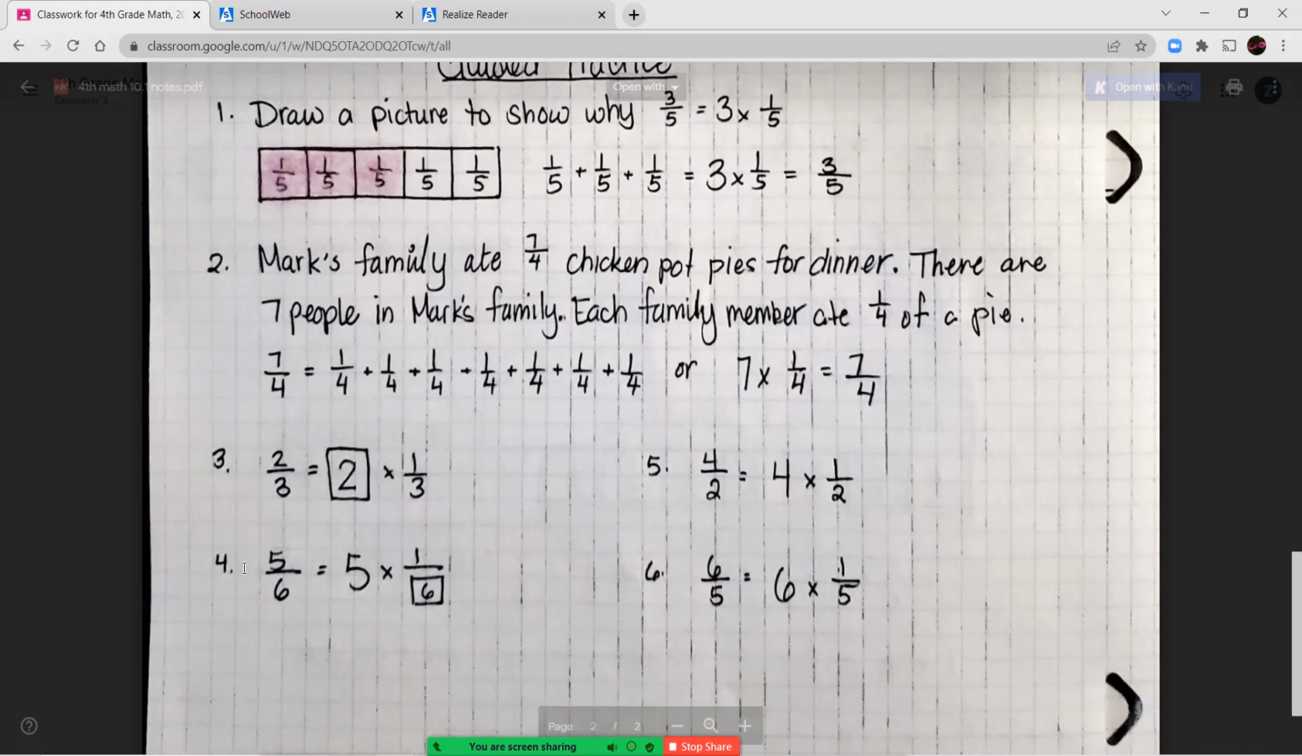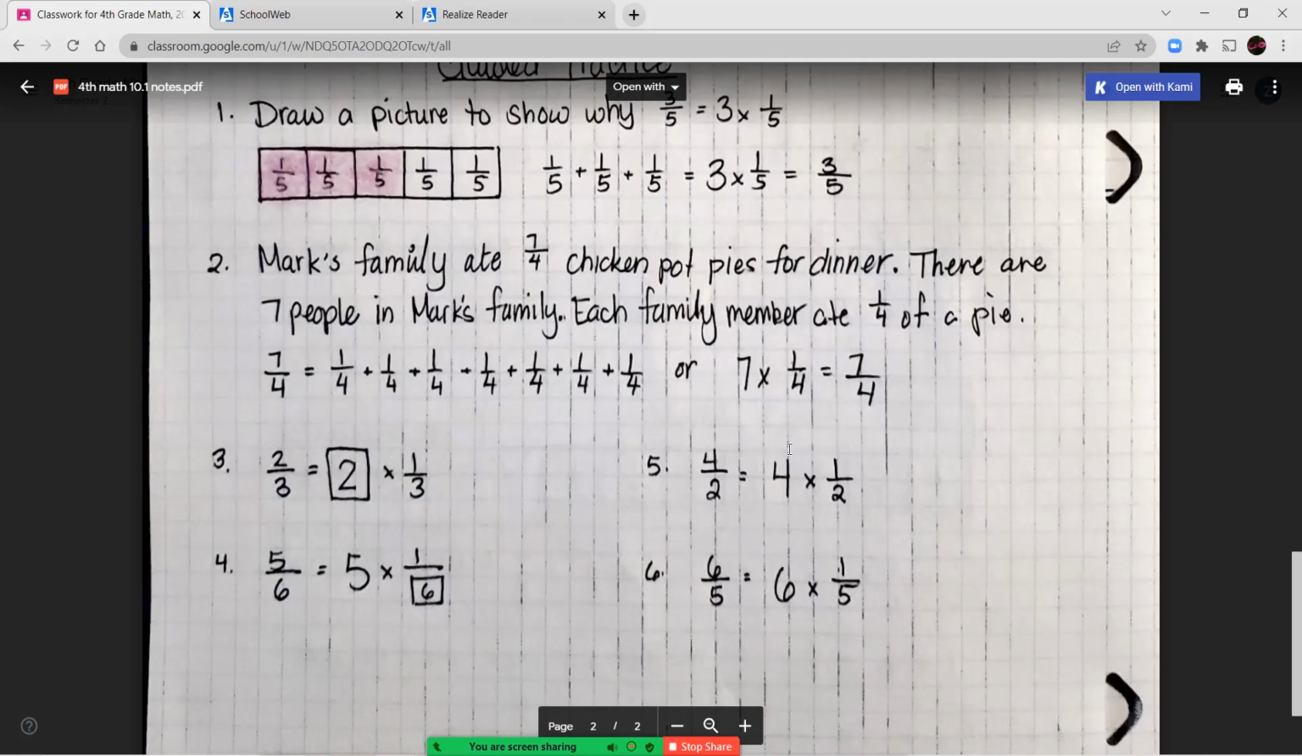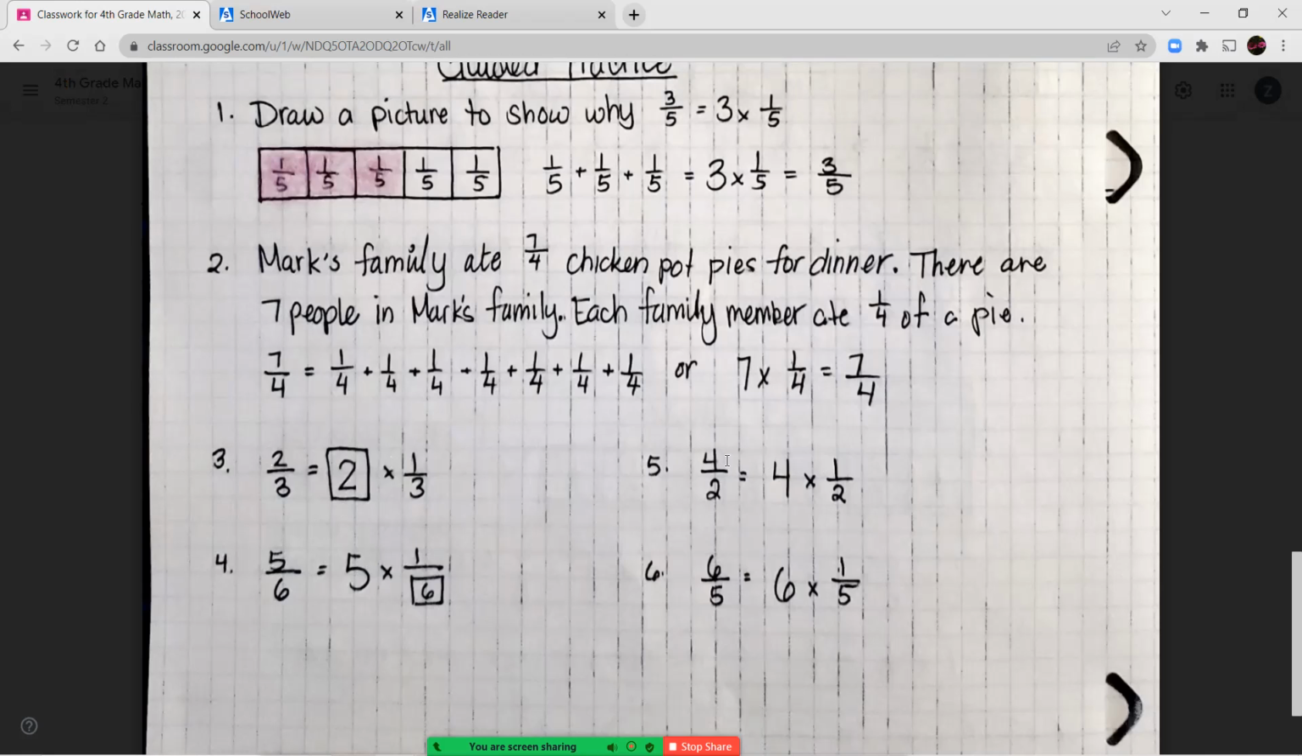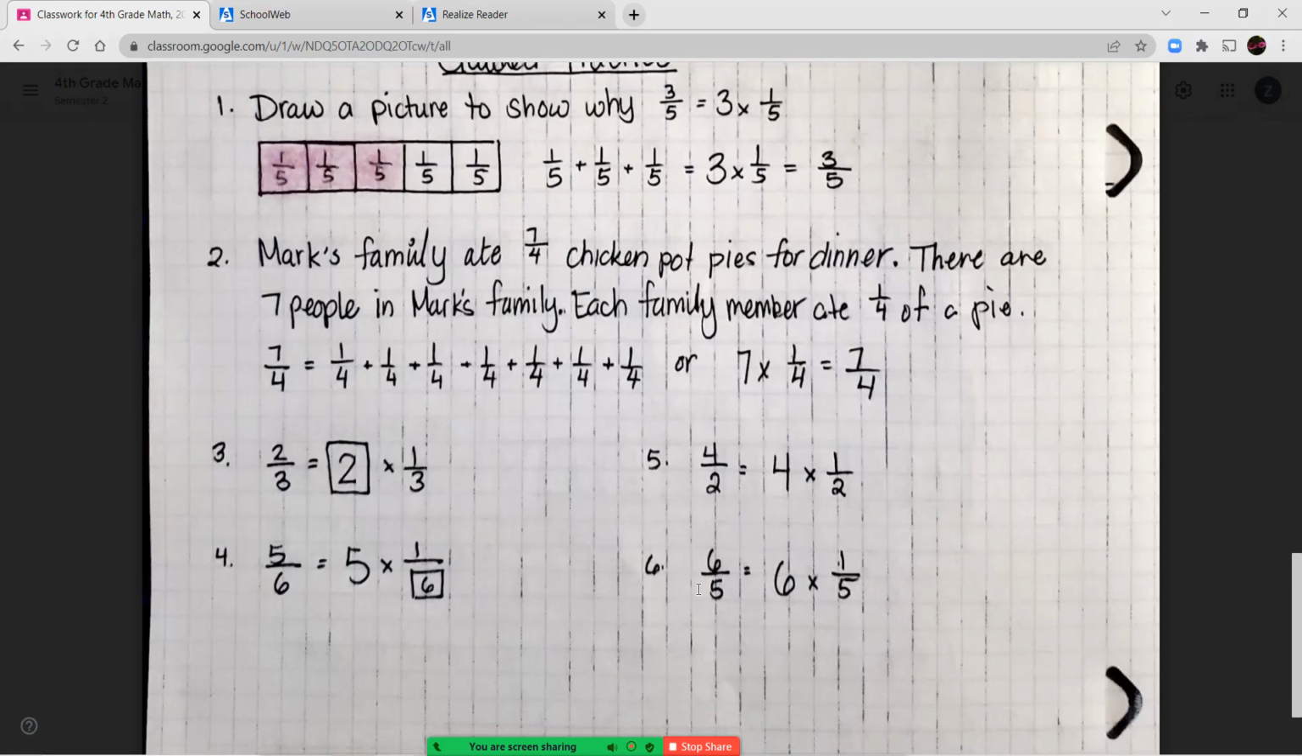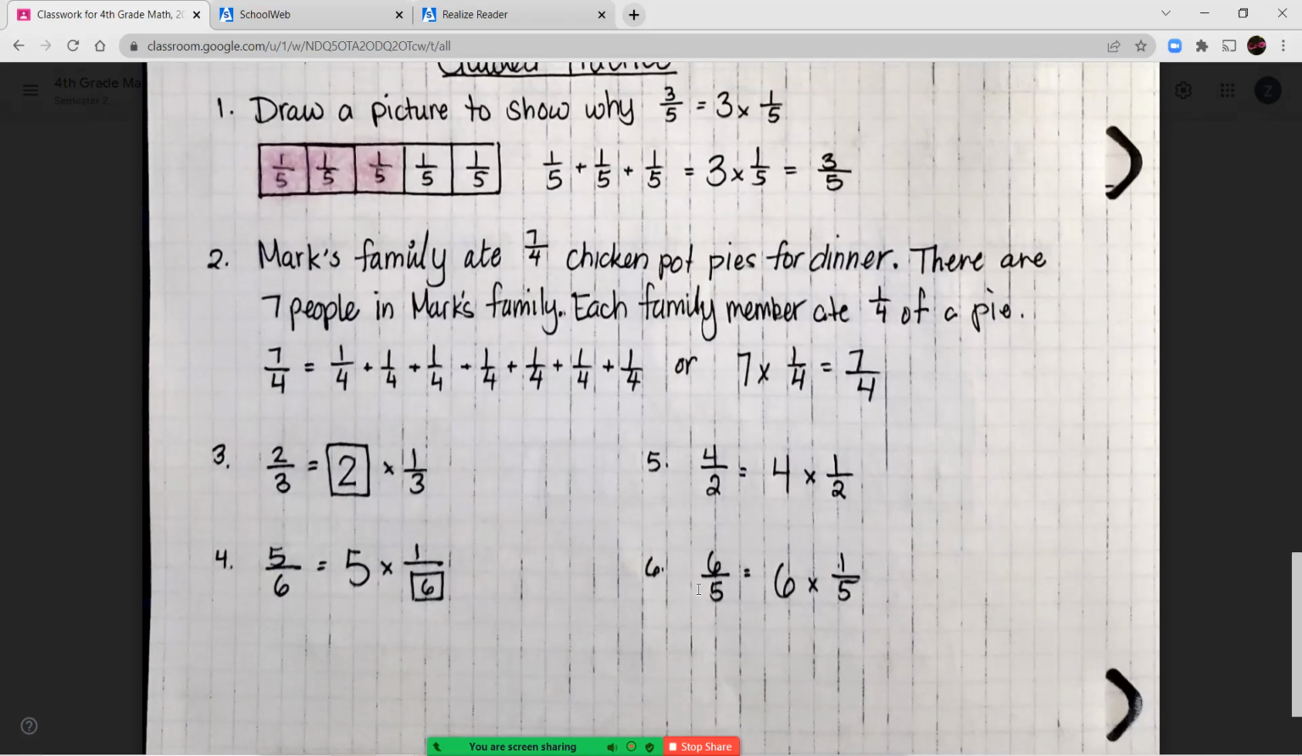5 times 1/6 gives you 5/6. 4 times 1/2 gives you 4/2. 6 times 1/5 gives you 6/5. So this is very similar to what we were doing with addition and subtraction. Your denominator is staying the same. Your numerator is the only one that's changing right now.